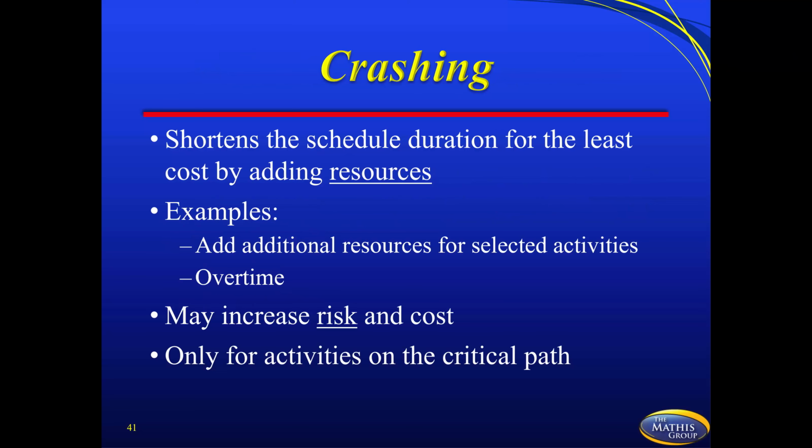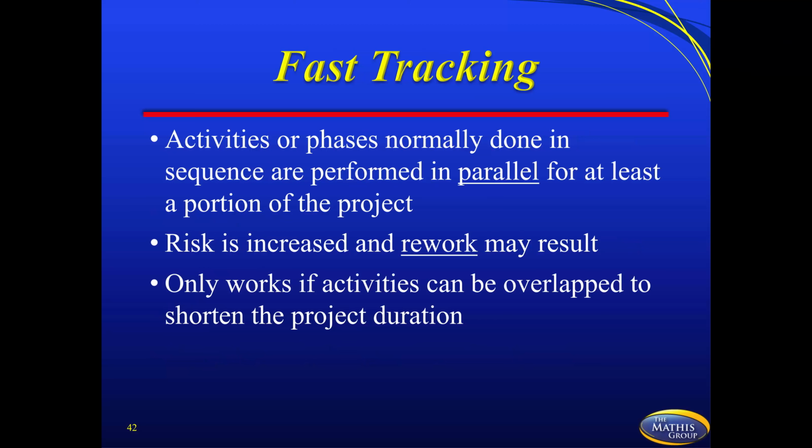So crashing shortens the schedule duration for the least cost by adding resources, but it may increase risk and cost. So the negative for crashing is almost always going to be a cost issue. Fast tracking, activities or phases done in parallel, is almost always going to be a rework or a risk issue, because you're running so many things in parallel. When there's a problem, it takes longer to figure out what's gone wrong.